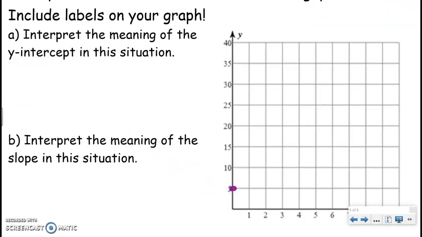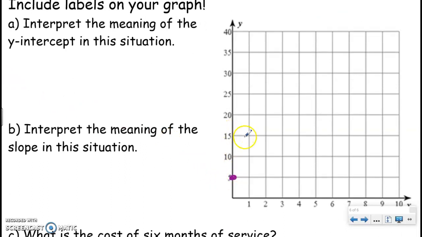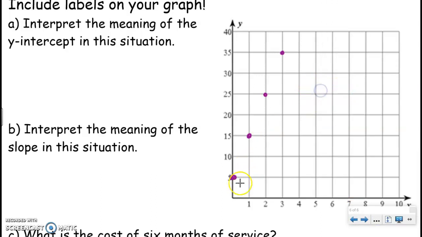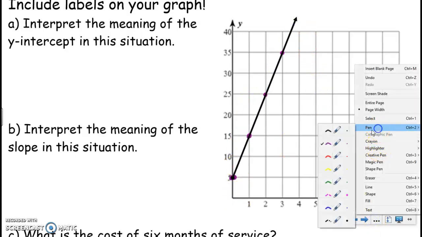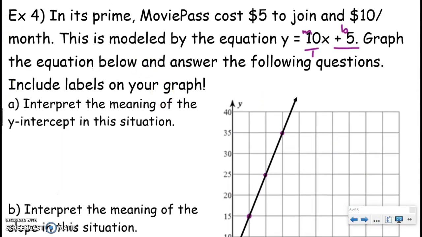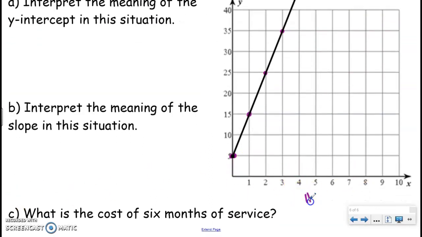And the slope is telling me to go up 10 over 1. So up 10 over 1, up 10 over 1. And we have a line that starts here and goes on forever. Now this one I'm not going to put arrows on both ends because I can't have a negative number for the situation. Okay, so we're going to go ahead and fill in our labels. We're talking about the number of months. So this is my number of months here. And this is my total cost.